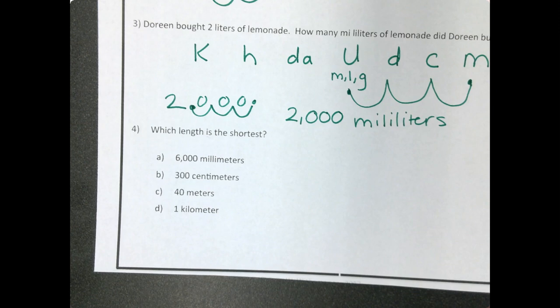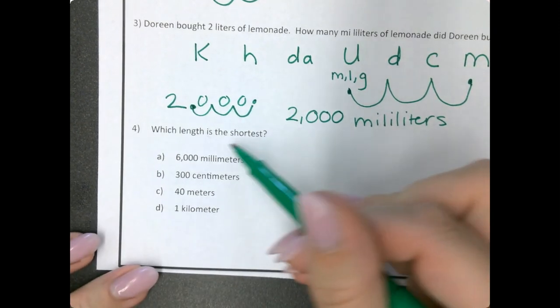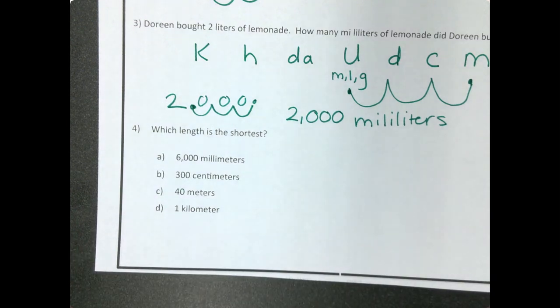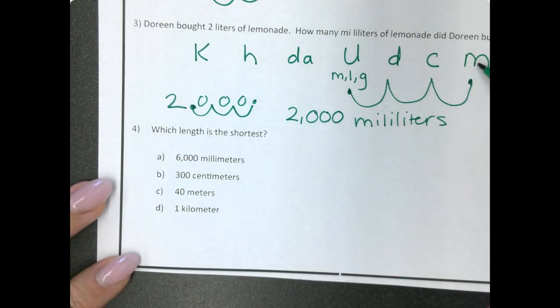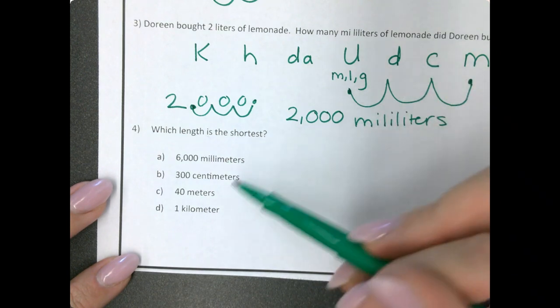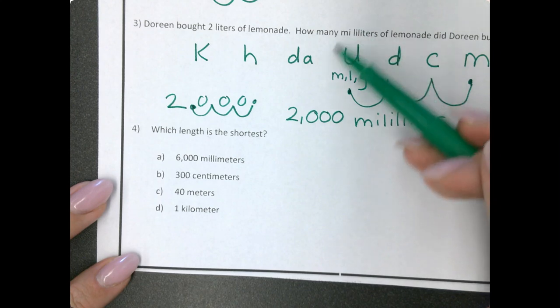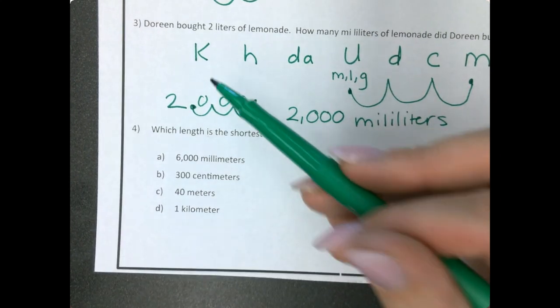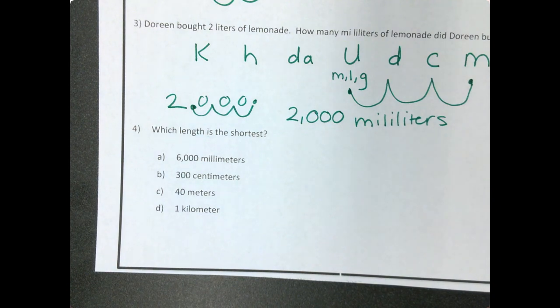They're all different. So we have to pick one of these labels to convert them all to. Which one is right in the middle? Well, milliliters is over here. Centimeters is also at the end. Meters is in the middle. Kilometers is over here at the end. So which one do you think it's easier to convert them to?